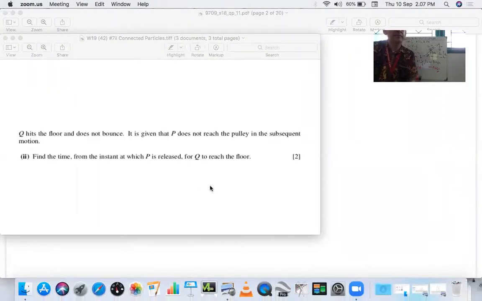Moving forward, Q hits the floor and does not bounce. It is given that P does not reach the pulley in the subsequent motion. Find the time from the instant at which P is released for Q to reach the floor.